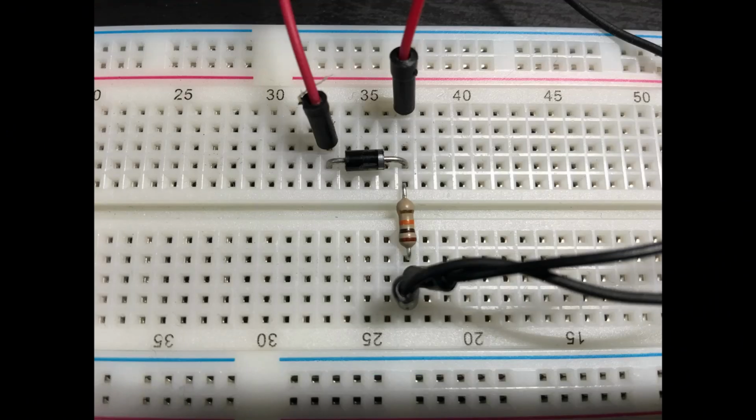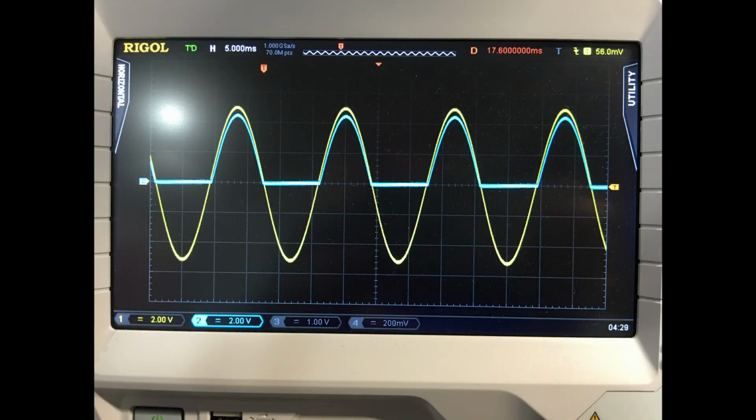And here's a half-wave rectifier in the lab. We've got a diode in series with a 10K resistor, and we're inputting a sine wave and measuring the output across the resistor. And here's the result on the oscilloscope. Note that the peak in blue, which is the voltage across the resistor, is slightly less than the peak of the input signal. That's the 0.7 volt, 0.8 volt drop across the diode. Remember, Ohm's law still holds true.